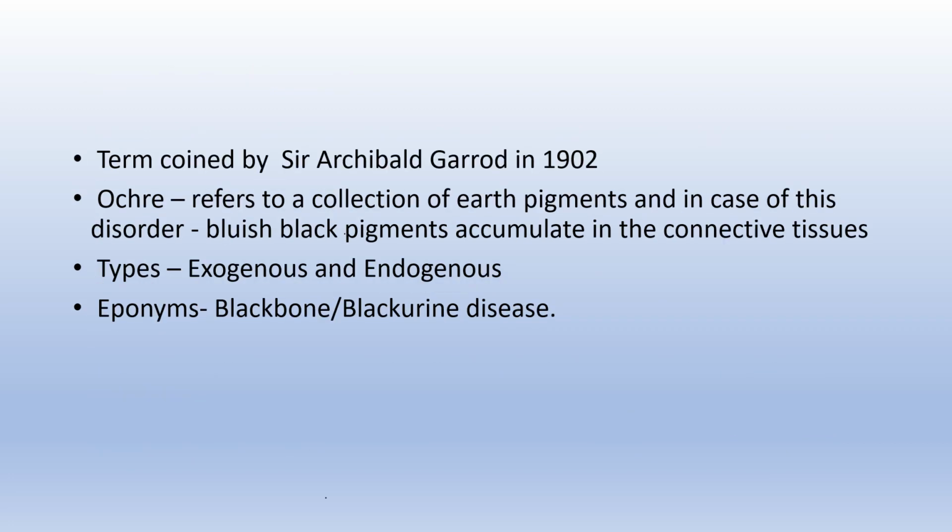Coming to the introduction of the disorder itself, the term was coined by Sir Archibald Garrod in 1902, and it is derived from the term ochre, which refers to a collection of earth pigments with colors ranging from yellowish brown to bluish black. In this disorder, it is the bluish-black pigments which accumulate in the connective tissues of the patients. It is of two types, exogenous and endogenous ochronosis. Other names synonymous with this disorder include black bone disease and black urine disease.